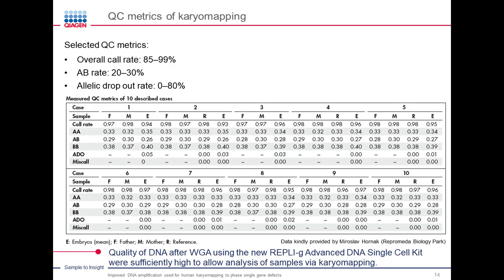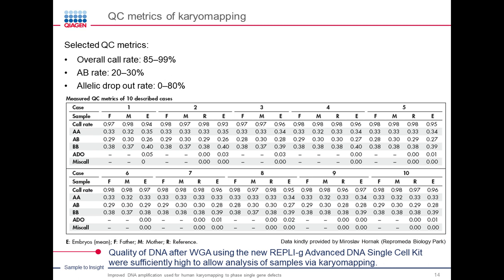They were analyzed on the Illumina microarray. And one of the nice things of the microarray platform is that it will give you some sort of QC metrics of the whole genome amplified DNA. The selected QC metrics that are used to judge whether or not the DNA has been amplified faithfully is the overall call rate of 85 to 99%, the AB rate of 20 to 30%, allelic dropout rate is 0 to 80%, and miscall rate of less than 5%.